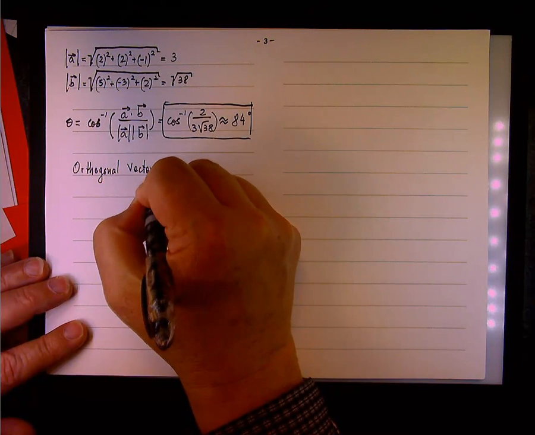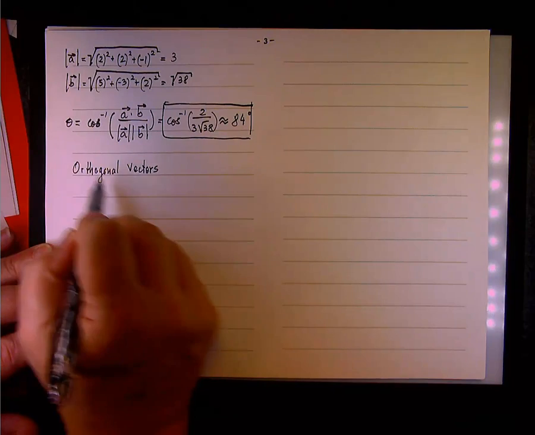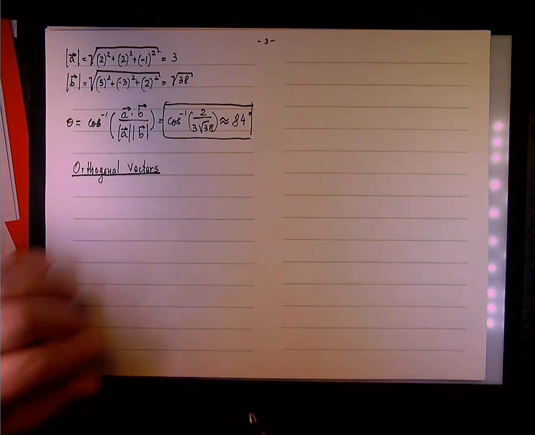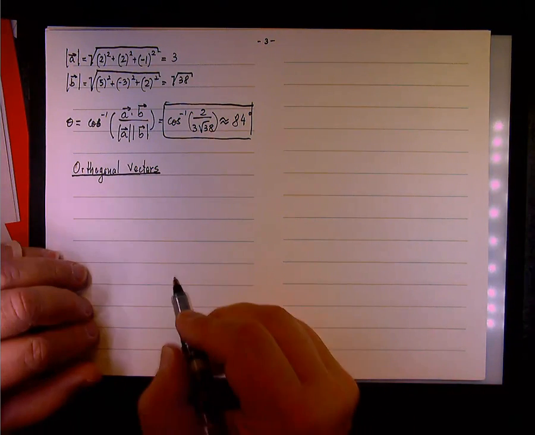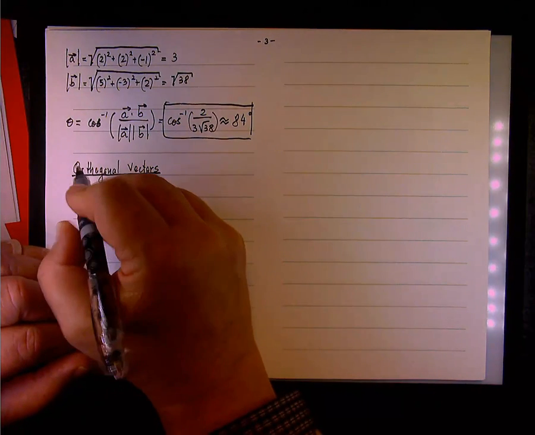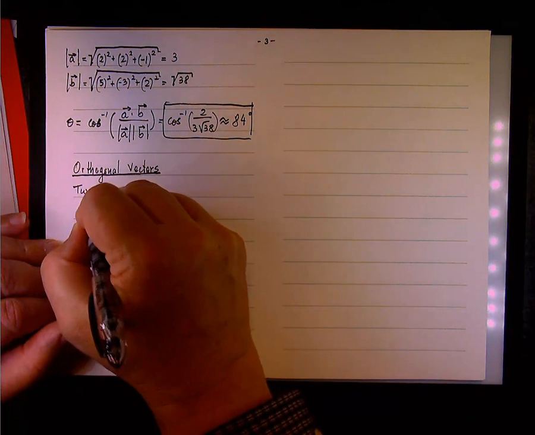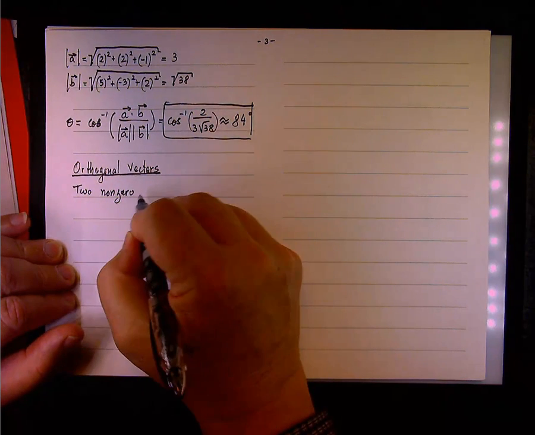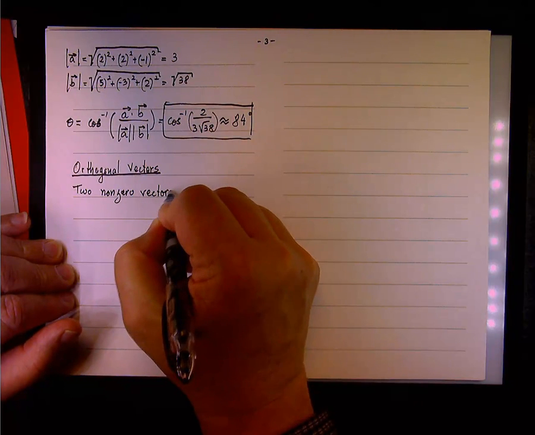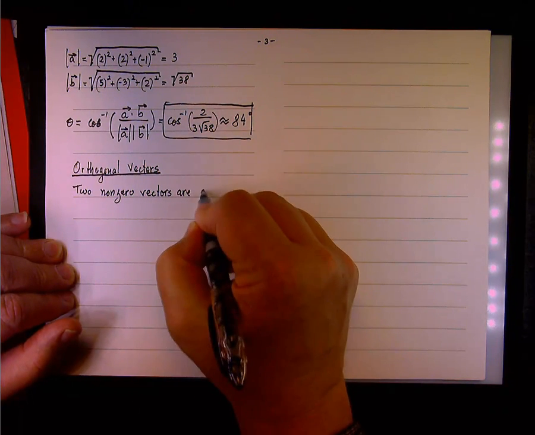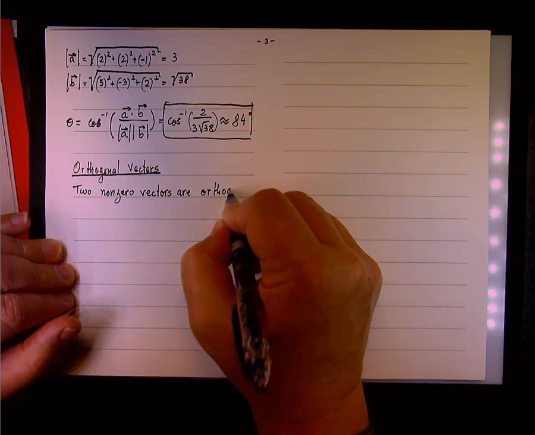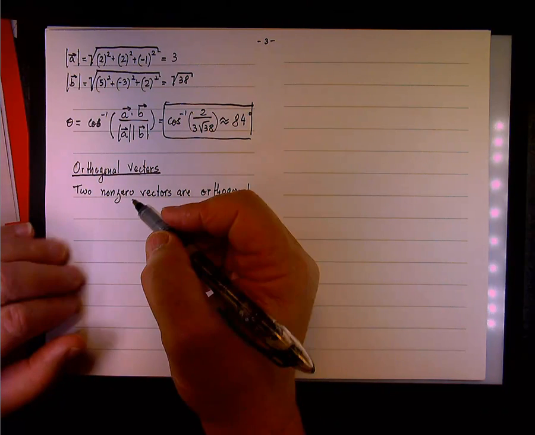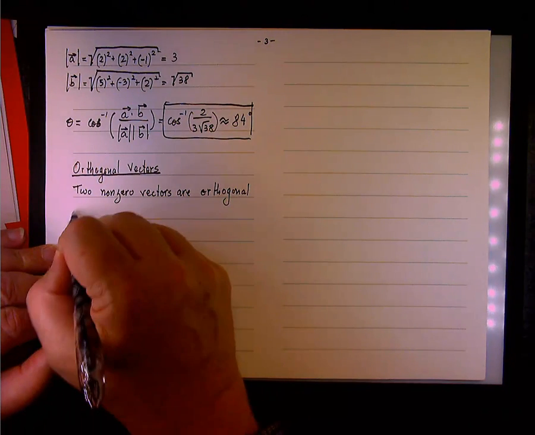The next topic, orthogonal vectors. The word orthogonal means perpendicular, so we're going to say that by definition, two non-zero vectors are orthogonal. Orthogonal means perpendicular to each other, basically.